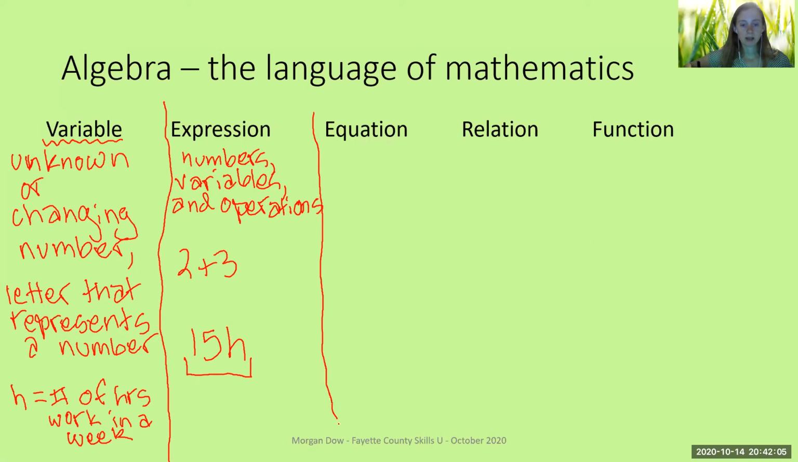All right, let's talk next about equations. An equation is just a statement that two things are equal or the same. So anytime you're using an equal sign, you're making an equation, basically. So an equation is two equal expressions. Two expressions that are equal.